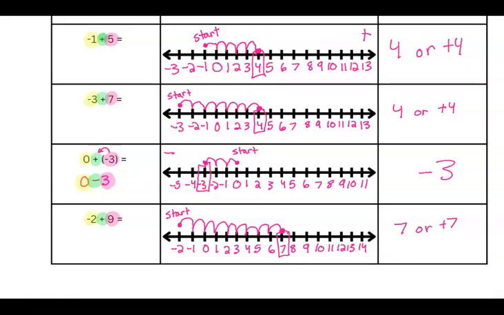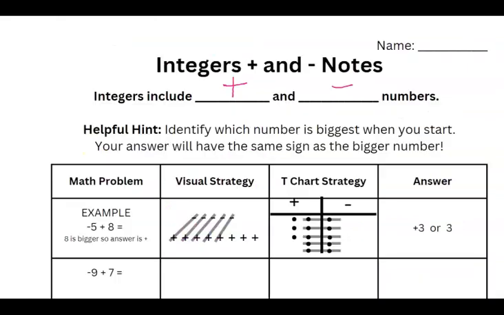Lastly, this question says negative 2 plus 9. Your first dot is at negative 2. You're moving in a positive direction 9 times. And after 9 jumps, I landed on 7 or positive 7 as my final answer. Go ahead and flip over your notes to the back side of this page so we can continue on to the next page of notes.